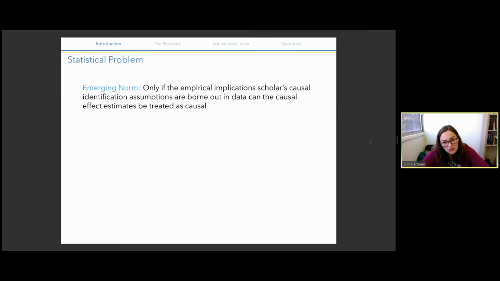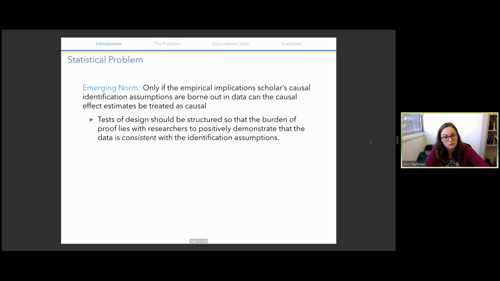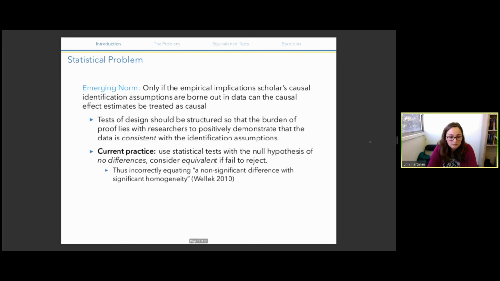So what is the statistical problem? The emerging norm out of the causal inference literature has been that only if the empirical implications of our causal identification assumptions are borne out in our data should we believe that our causal effect estimates are believable or unconfounded, and we can treat these estimates as true causal effects, right? And we argue that test design should be structured so the burden of proof lies with the researcher to try and positively demonstrate that their data is consistent with these observable implications of the identifying assumptions.